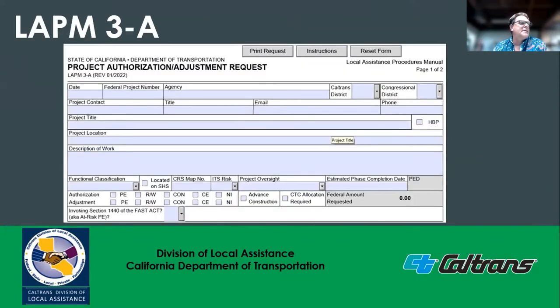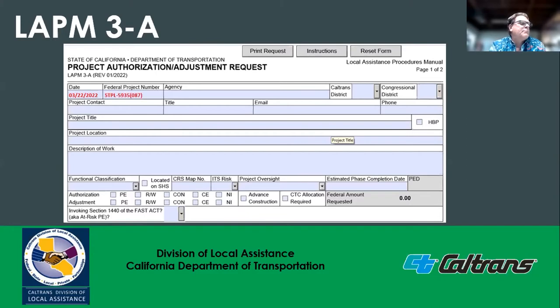Shown here is the LAPM 3A. I will take you step by step in filling it out for a preliminary engineering authorization request. Each appropriate field needs to be completed, and any omissions may lead to the request being rejected and returned to the local agency. The date field serves as a reference of when an agency begins the request for authorization process. If for any reason the 3A is updated, this date needs to be updated to allow those working and reviewing to know which version is the latest.